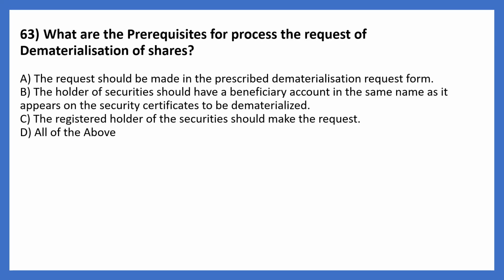What are the prerequisites for process the request of dematerialization of shares? Option A, the request should be made in the prescribed dematerialization request form. Option B, the holder of securities should have a beneficiary account in the same name as it appears on the security certificates to be dematerialized. Option C, the registered holder of the securities should make the request. And option D, all of the above. The correct answer is option D, all of the above.